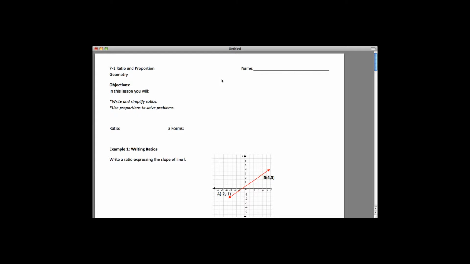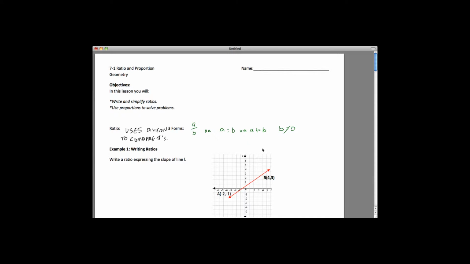A ratio uses division to compare numbers, okay? And ratios can come in three forms. We can write them as A over B, or A colon B, or A to B. It's important to remember that B does not equal 0, because we can't divide by 0. So B does not equal 0.